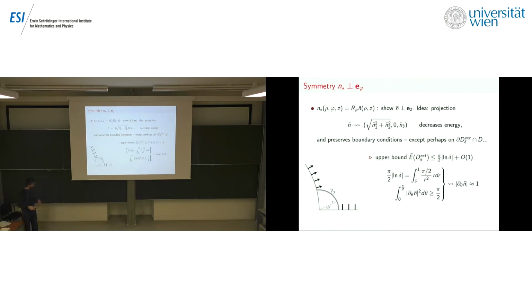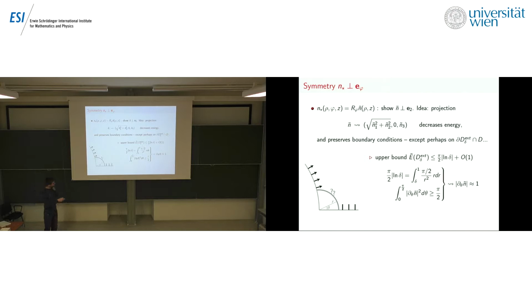And so why do you expect things not to be too bad? Well, you have to remember that you have this upper bound, right? So the energy in the exterior domain is less than pi over 2 log delta plus something plus a constant. And now let me just rewrite pi over 2 absolute value of log delta, in this complicated looking way, as just the integral from delta to 1 of pi over 2 over r squared, r dr. Okay, and here I'm using the coordinates on my picture, so r and theta are polar coordinates with respect to the point here.